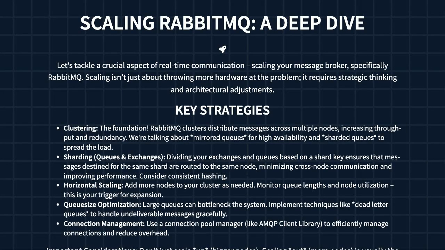Okay, let's talk about scaling RabbitMQ, a really important topic in real-time systems. The key is to move beyond just adding more powerful servers. Clustering is absolutely fundamental. It allows you to distribute messages across multiple nodes for increased speed and reliability. Within the cluster, you'll want to think about how your queues and exchanges are divided. Sharding them based on a key ensures that messages go to the correct server. As your system grows, you'll need to add more nodes horizontally. Keep an eye on queue lengths and node usage. Those are your signals for scaling up. And don't forget things like optimizing your queues and managing connections efficiently. All these little details make a big difference.